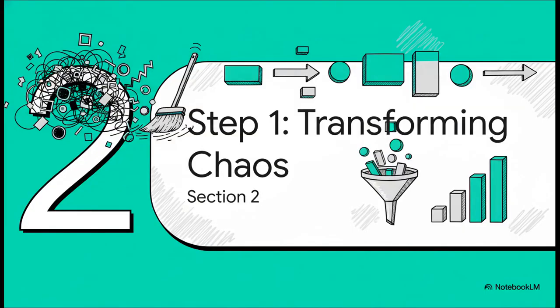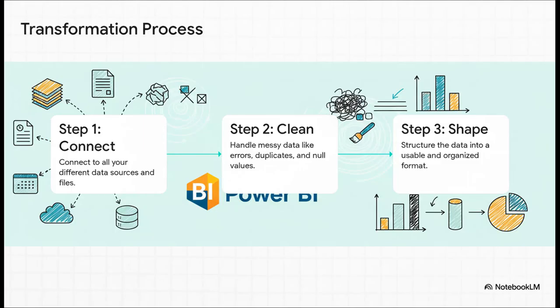Okay, but before we can start making those amazing dashboards, we have to do the prep work. You can't cook a gourmet meal in a messy kitchen, right? So the very first step is to take all that messy data and get it ready for analysis. We've got to transform the chaos. And this transformation process is actually pretty straightforward. It boils down to three main steps. First, you connect to all those different data sources. Second, you clean it up. You handle all the messy bits. And finally, you shape it into a nice, clean, usable format.